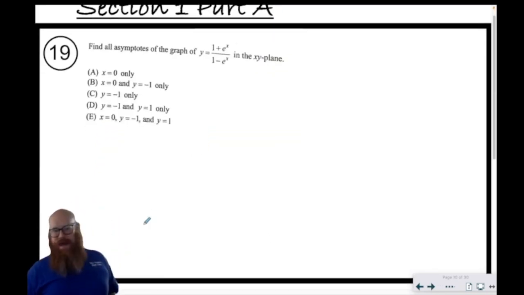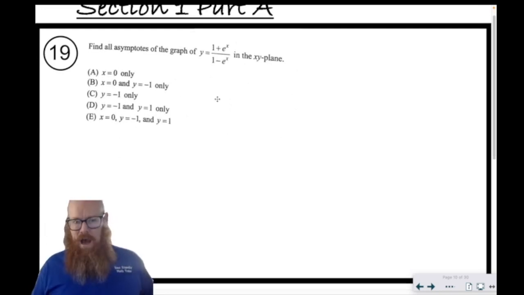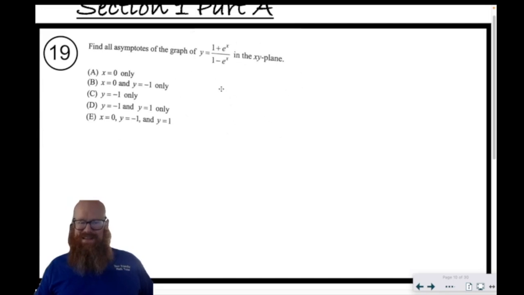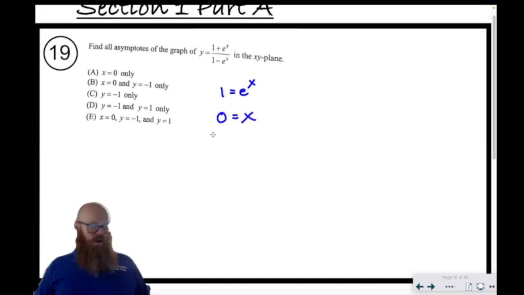Find all the asymptotes. The vertical asymptote is going to be when 1 minus e to the x equals 0, which means 1 has to equal e to the x. Take the ln of both sides. The ln of 1 is 0, so that's when x is 0. So x equals 0 is the vertical asymptote, so C and D are gone.